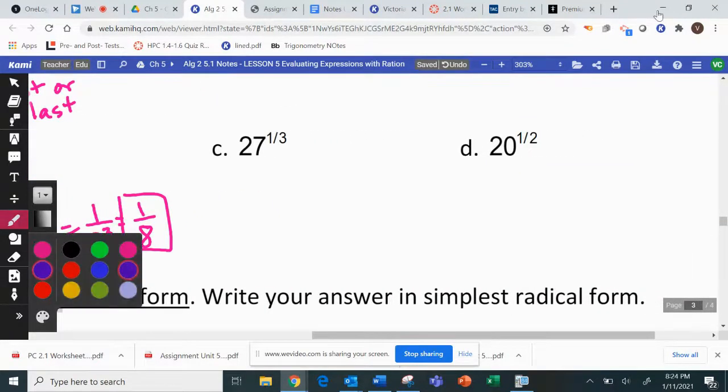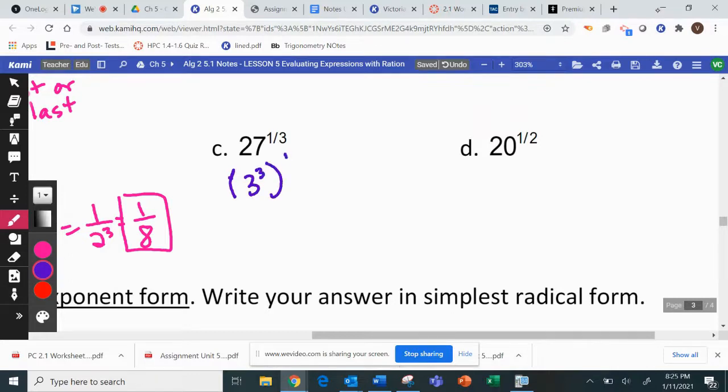All right, 27 to the 1/3. I'm going to factor 27, which is 3 times 3 times 3. So 3 to the 3rd to the 1/3. I'm going to put this over 1. I'm going to multiply straight across, and I'm going to get 3 to the 3/3, which is 3 to the first, which is 3.